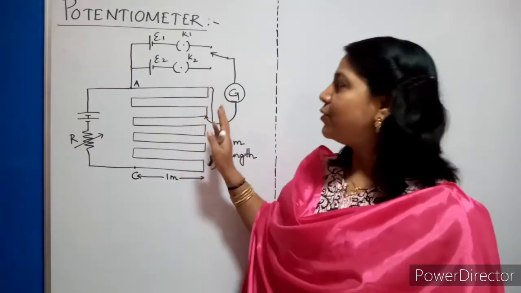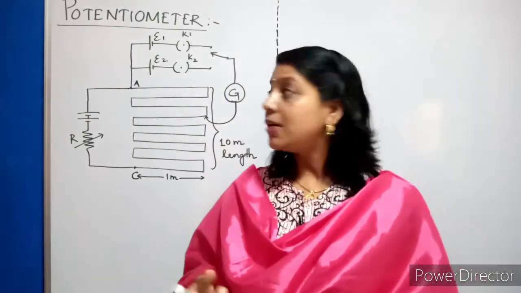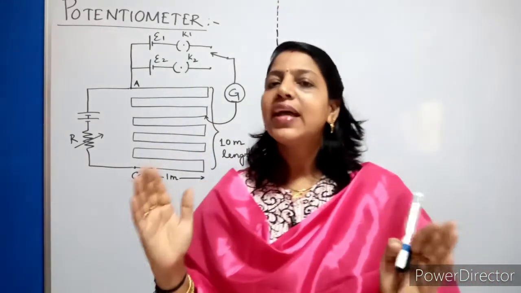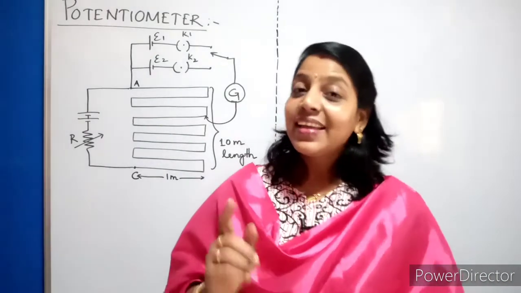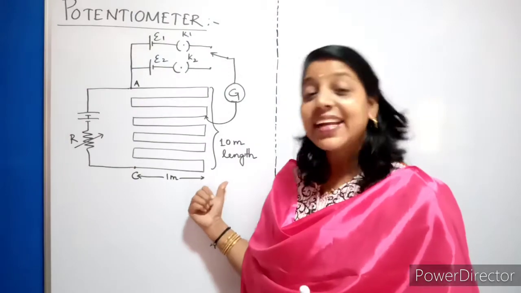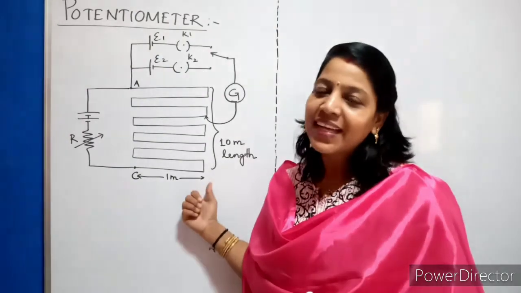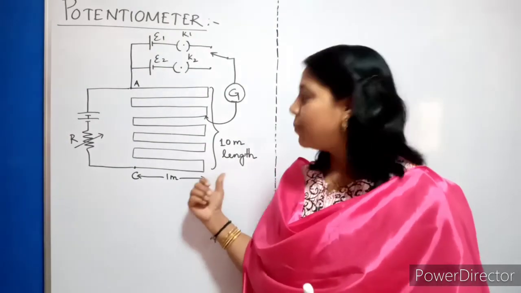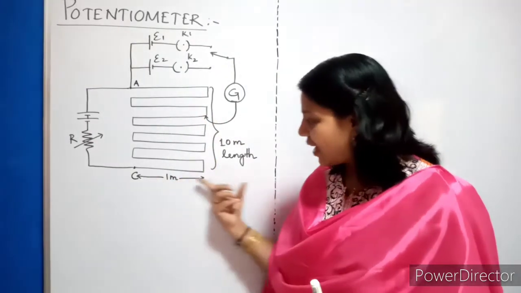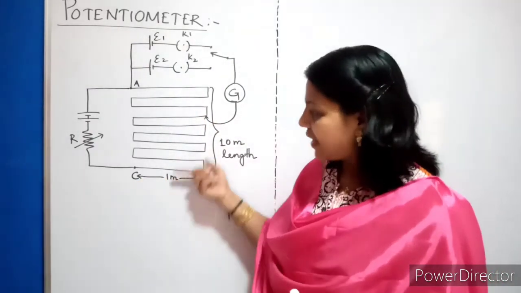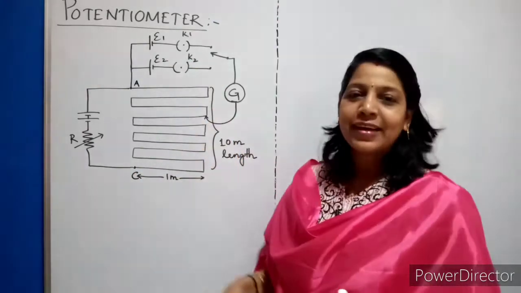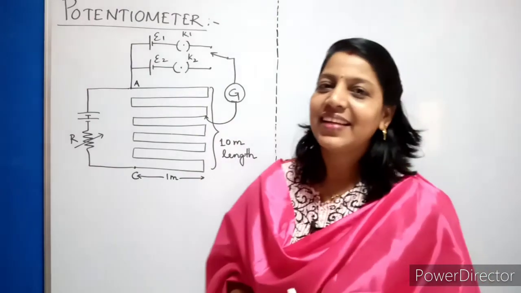Now, the difference between the meter bridge and the potentiometer is that there you are taking a total length of 1 meter. Here you are taking a total length of 10 meters. The type of wire is the same, either manganese or Constantan, but the length here is 10 meters. Each one length will be 1 meter and they are connected in this fashion, so that it comes to a total of 10 meters in length.